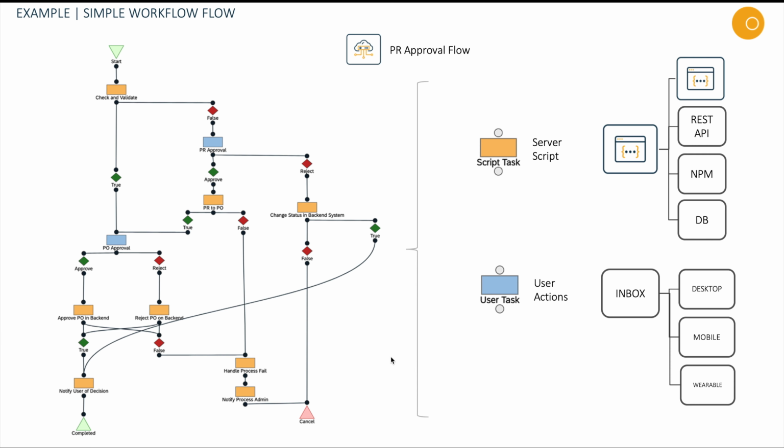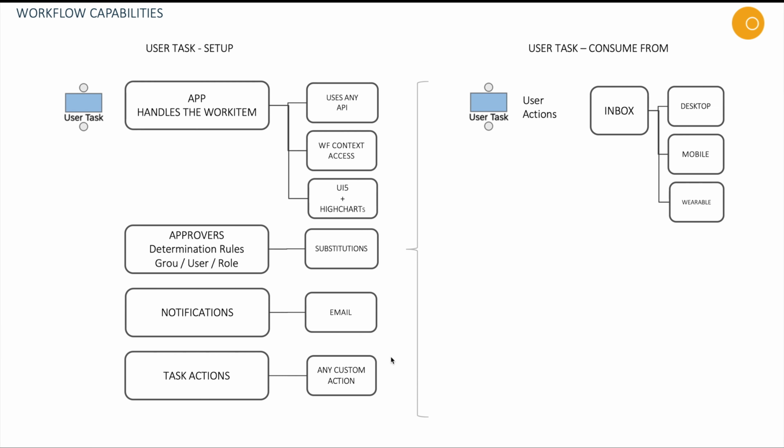On the user actions side, they can be set up in the following way. So the user action directly connects to an application that is built using the Neptune App Designer. This application will be able to handle the work item data. This application uses any API, can leverage the workflow context, and also can embed UI components that are UI5 based plus high charts, giving the ability to provide a work item with fully analytical capabilities.